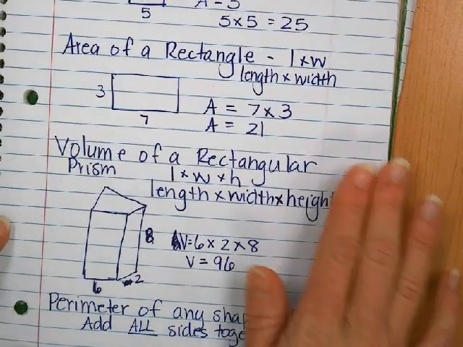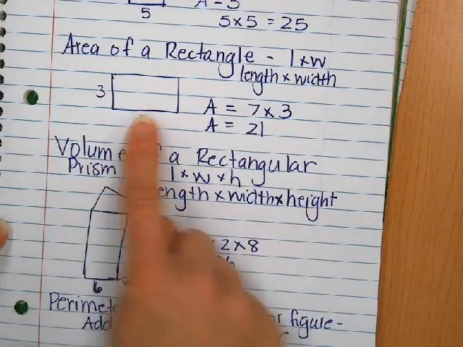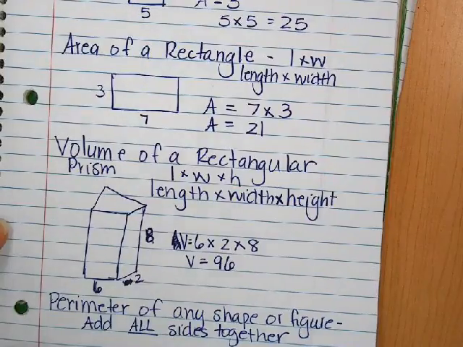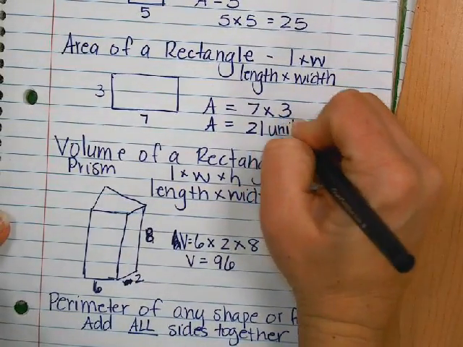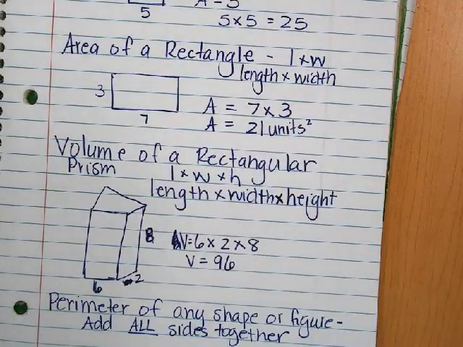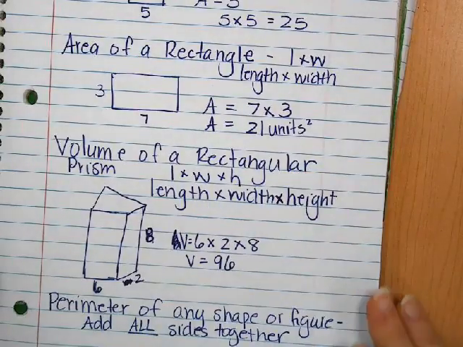Notice we're not putting any units. Obviously, if it were inches, it would be inches squared. If it were meters, it would be meters squared. We could write units. That would probably be a good idea. And then maybe write the squared. That's important because we need to make sure we know the area is always squared.